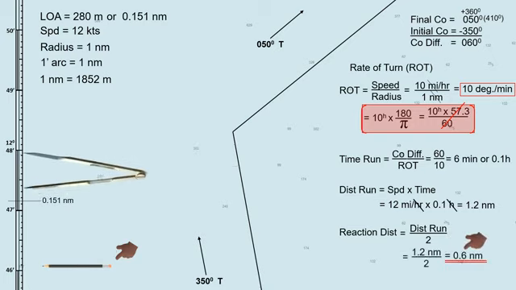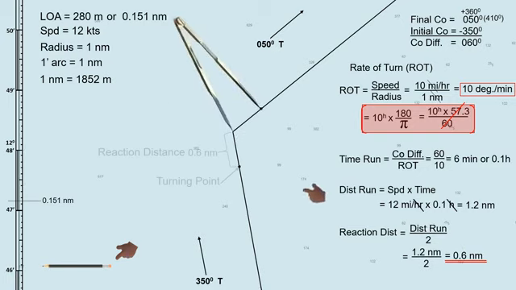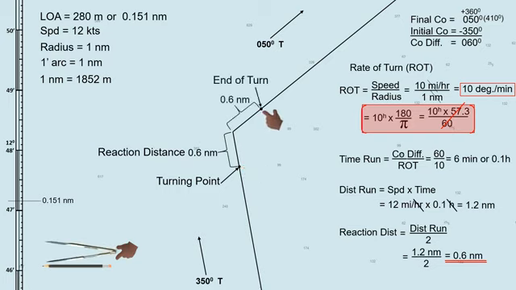Now measure 0.6 mile from waypoint to both sides of the track. This point now will be your turning point. And on the other side, this is the point where the turn ends. Use the given speed in calculating the distance run, which is 12 knots, because we will be measuring the distance along the waypoint, not along the turning circle.